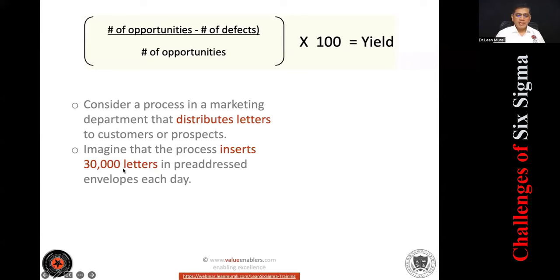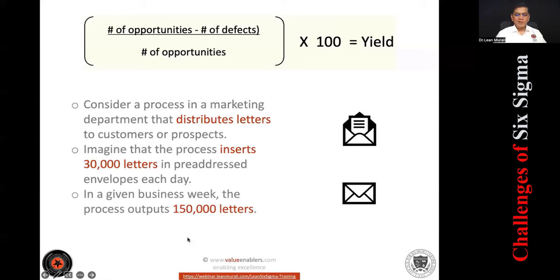So we said there are 30,000 letters that they are sending every day. 30,000 letters every day for 5 days. How many letters are sent? A lot of good mathematicians here. So 150,000 letters in a business week. Okay, let's say Monday to Friday.